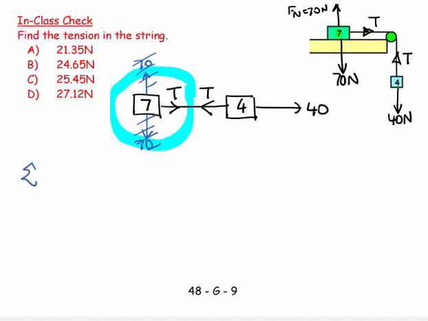So I'm going to say the sum of the forces on the 7 kilogram is equal to the mass of the 7 kilogram times the acceleration of the 7 kilogram. And so I say, okay, well, fair enough. Let's have a look. T, that's the only net external force, so T is equal to 7 times A. So we don't know what A is. Okay.